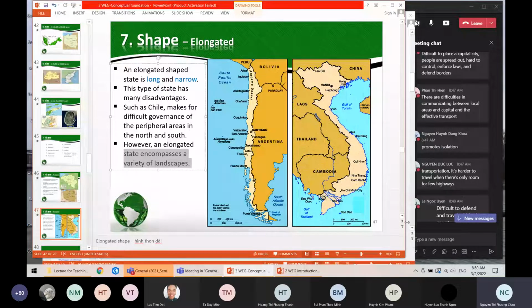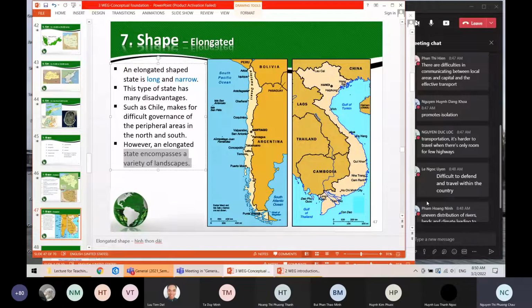From Đức Lộc, transportation is harder to travel when there's only room for few highways. Yes, that's right, because of the far distance, transportation is longer, and the government has to invest more in infrastructure in case the government lacks financial resources. So how can the government support the far distant area location? So that is the disadvantage of far distance.